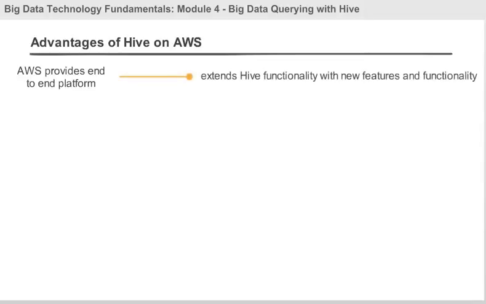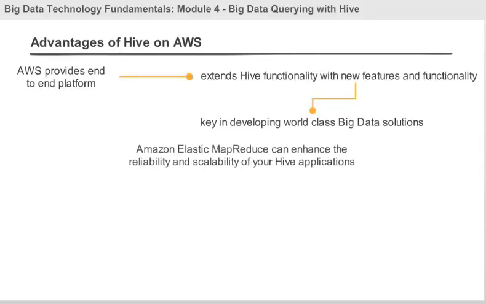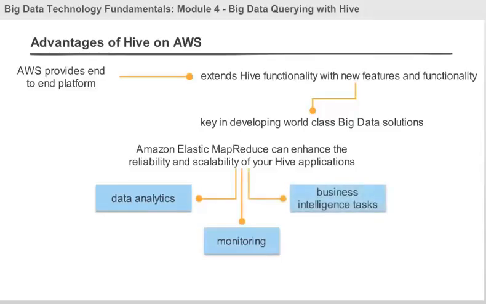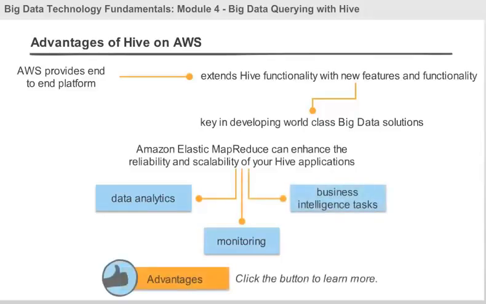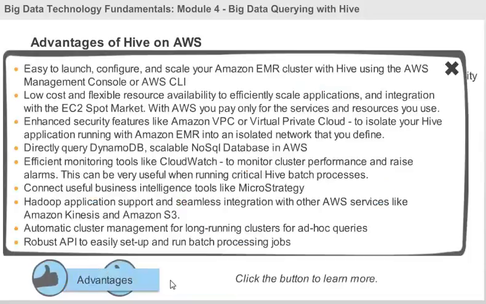Enhanced security features like Amazon VPC, or Virtual Private Cloud, to isolate your Hive application running with Amazon EMR into an isolated network that you define. Managed storage options like DynamoDB, a scalable NoSQL database service that makes it simple and cost-effective to store and retrieve any amount of data. Efficient monitoring tools like CloudWatch to monitor cluster performance and raise alarms. This can be very useful when running critical Hive batch processes.